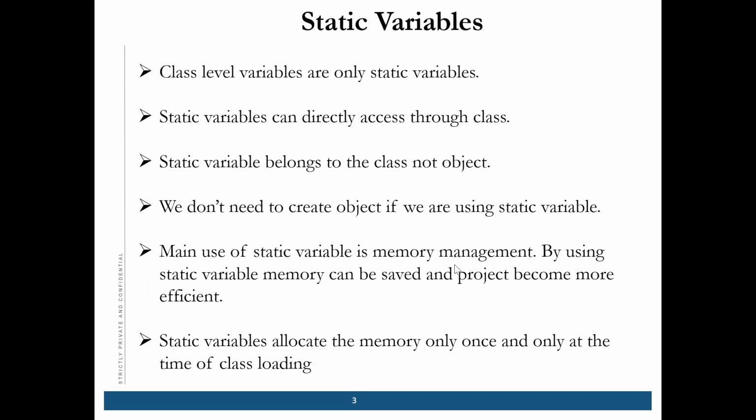The main use of a static variable is memory management. So why do we use a static variable? For memory management. By using a static variable, memory will be saved and the project will become more effective. A static variable allocates the memory only once, and only at the time of class loading. When we load our class, when we are running our class, at that time it will allocate the memory. I will explain this point in detail.